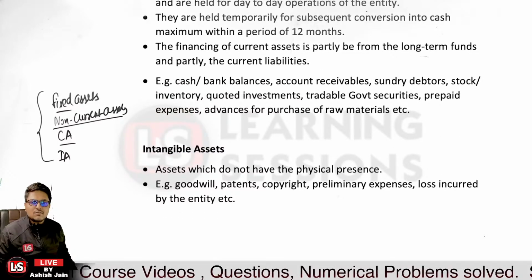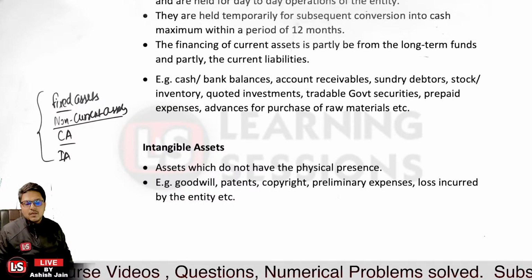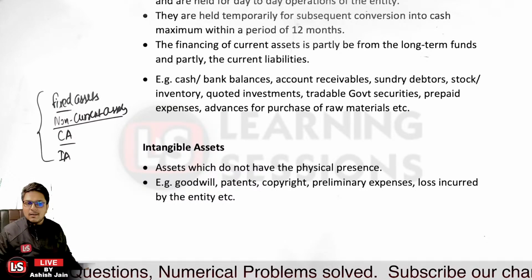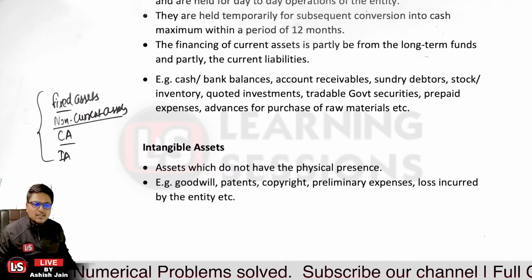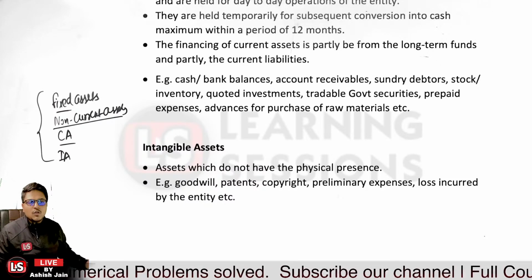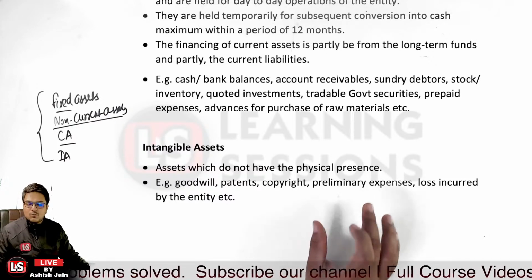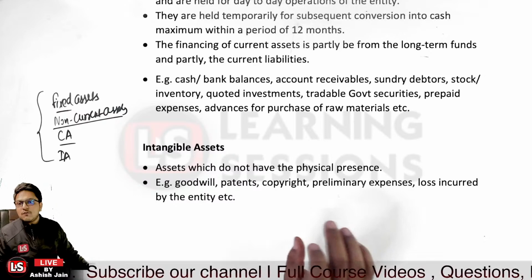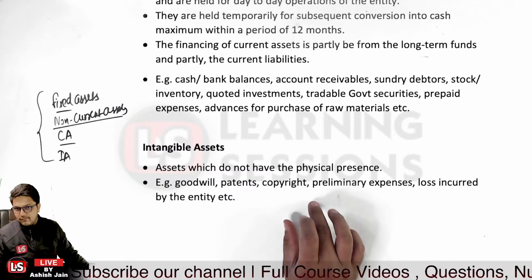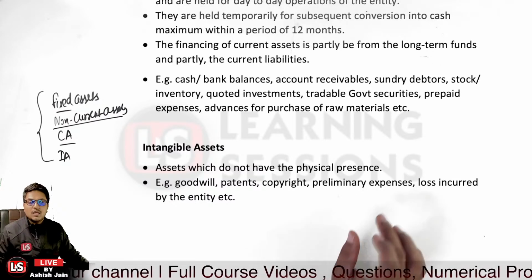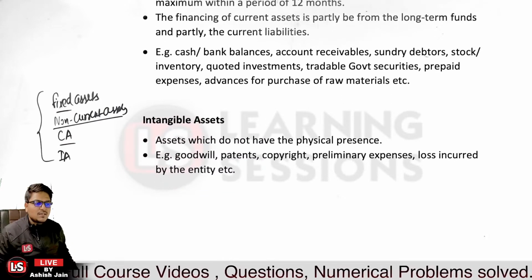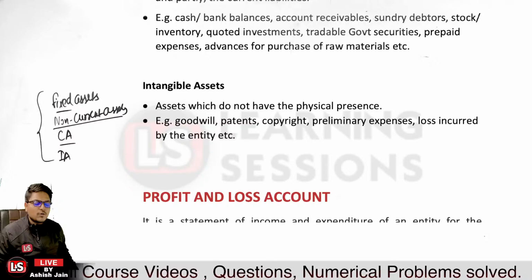Then there are the intangible assets, which do not exist physically but have a value for the company itself. That is goodwill, patent, copyright, preliminary expenses. Now, what are preliminary expenses? Those expenses which were incurred for the registration of the firm itself. Loss incurred by the entity is also an intangible asset. I already conveyed the reason to you.